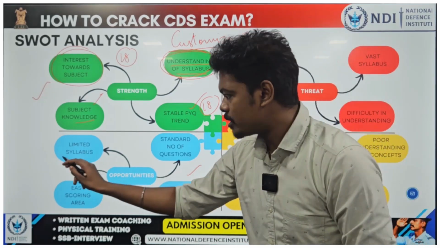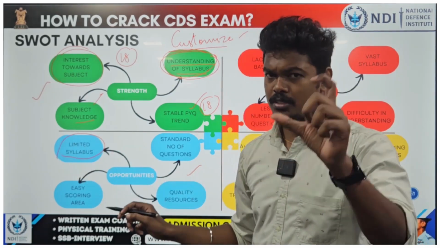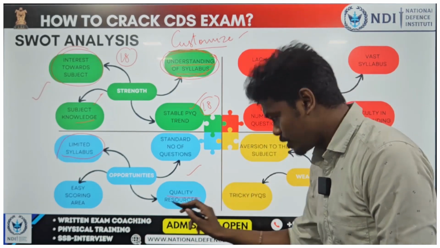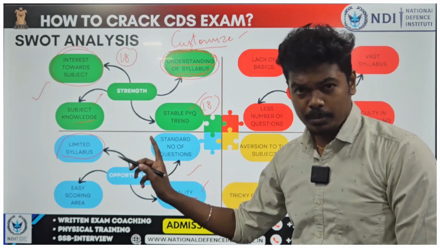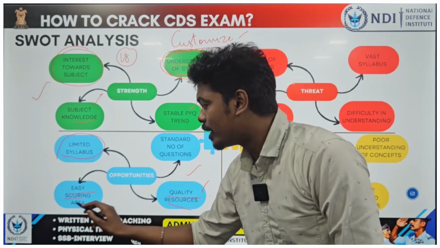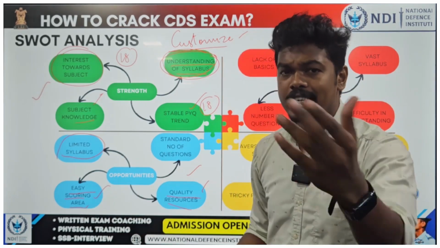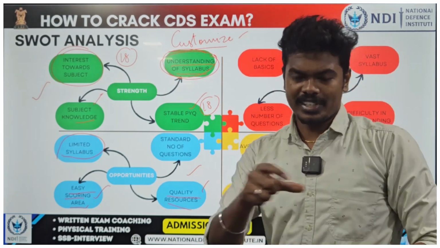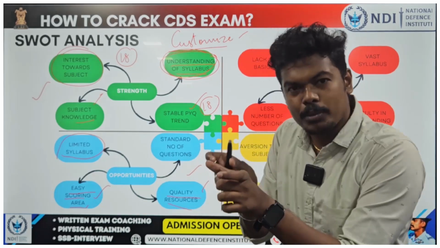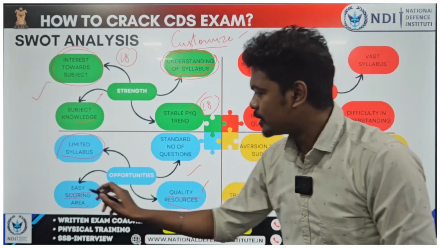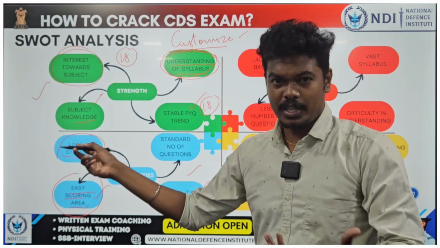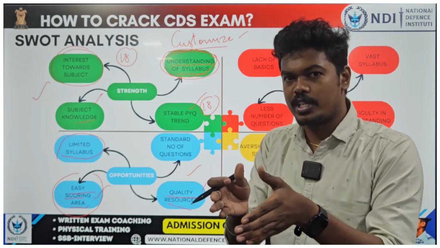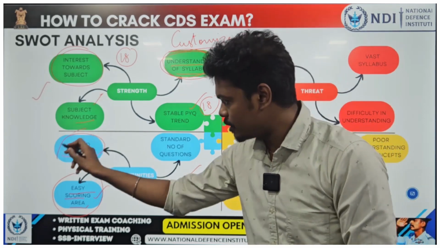And you see, limited syllabus. The syllabus is very limited, and you see quality resources available, and easy scoring area. For example, you take English reading comprehension, parts of speech and spotting the error. Spotting the error, if you read it, you will feel that there is a problem with this statement. So that is an easy scoring area. For spotting the error, there is no syllabus, you just have to read it. That hunch, that intuition will tell you that this may be wrong. The syllabus is very limited.